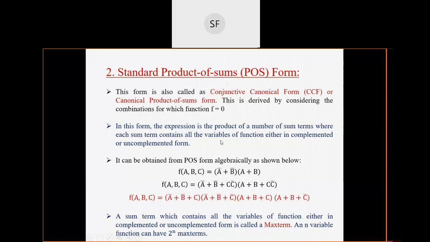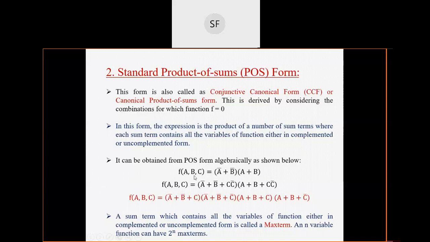So the same thing I have mentioned here: the product of a number of sum terms, where each sum term contains all the variables of the function either in complemented or uncomplemented form. It does not matter whether your variable is in complemented or uncomplemented form. What you require is that in standard product of sum form, all variables should be present. If that is the case, then we call it standard.